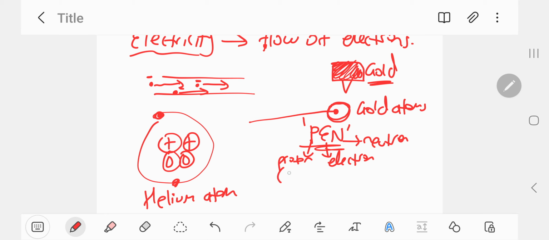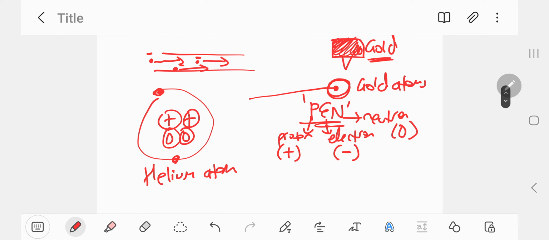So a proton has a positive charge, P for positive. An electron has a negative charge, and a neutron has neutral charge, or no charge. And atoms are typically neutral. The atoms that we encounter every single day are neutral. Whenever you touch a table or a paper, you typically don't get zapped as you would if you rub your feet on carpet and touch a doorknob.